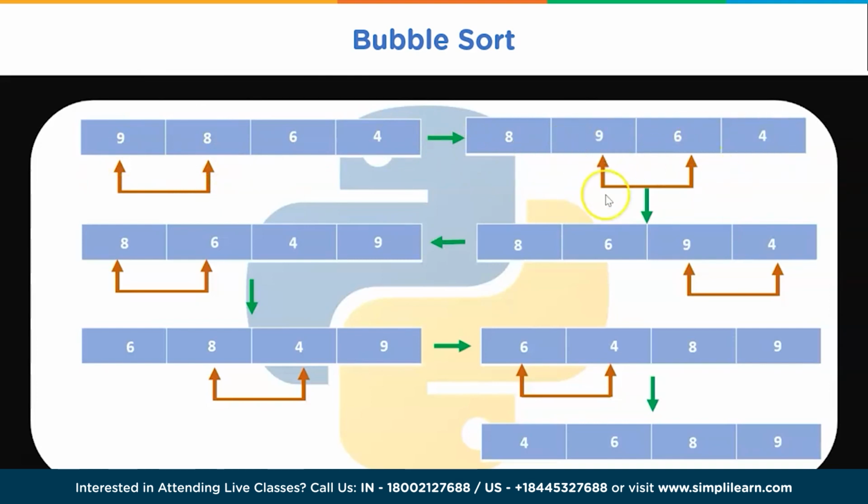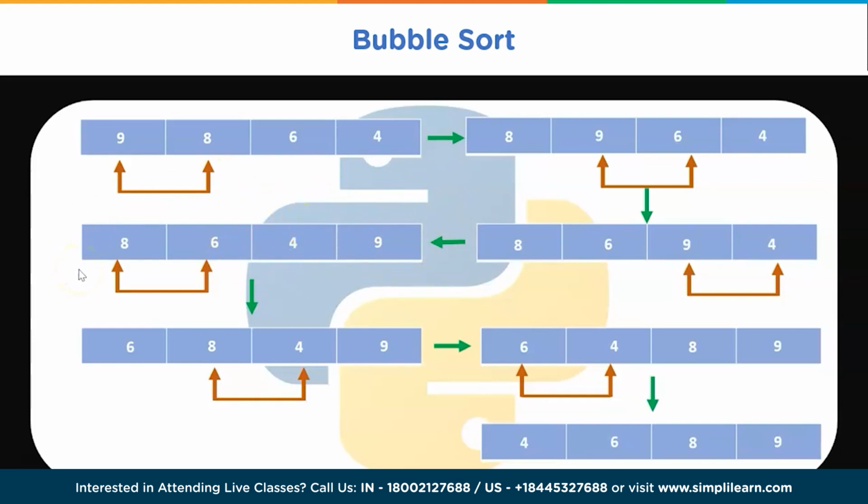Now again 9 will be compared with its adjacent 6, and 6 is smaller than 9, so it will be swapped. Coming down, 9 is now compared with 4, 4 is smaller than 9, it will be swapped. So till this point, 9 has been compared with each of its adjacent elements, and in this iteration 9 is at its correct place, its last place. Now we don't need to go to this position again, we will only go till the second last iteration.